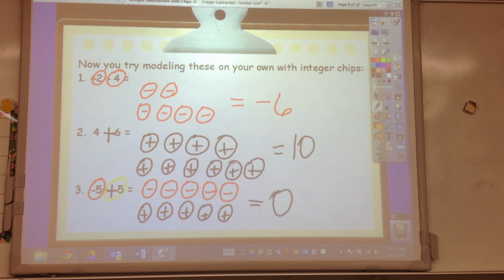Okay, so as you can see, -2 is 2 negative integers, and -4, subtracting a 4, is 4 negative integer chips, and that would give you a total of -6. Number 2, you have 4 positive, and then that negative means a big old plus, so it's positive 6 times, and so 4 plus 6 is 10. And then on the third one, you have 5 negatives, and then that big negative becomes a plus, so you're adding 5 positives, so those would all zero out to equal 0.